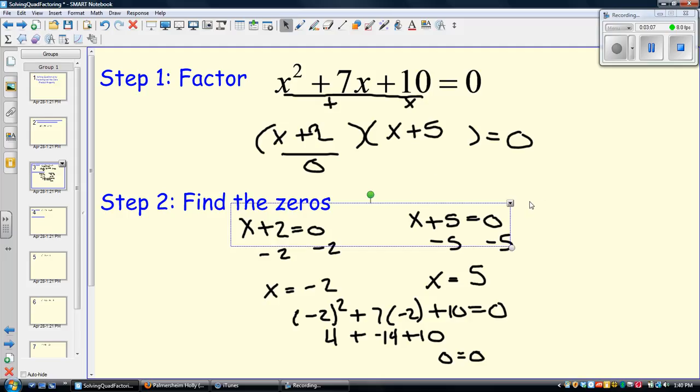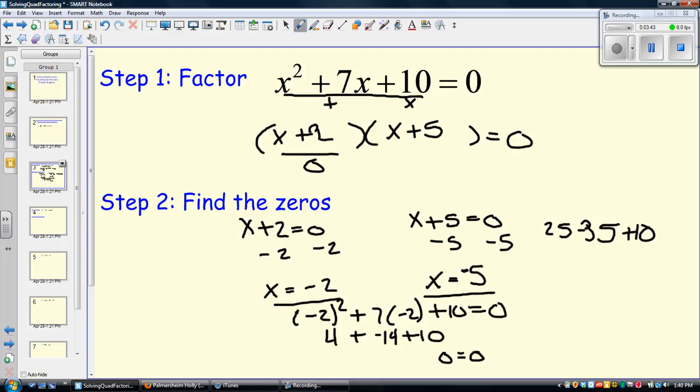We can do the same thing with negative 5. Negative 5 squared is 25. Then we have negative 5 times 7 is minus 35. Plus 10, well, 25 minus 35 is negative 10. Negative 10 plus 10 is 0. So it all works out. So the solution is when x is negative 2 or x is negative 5.